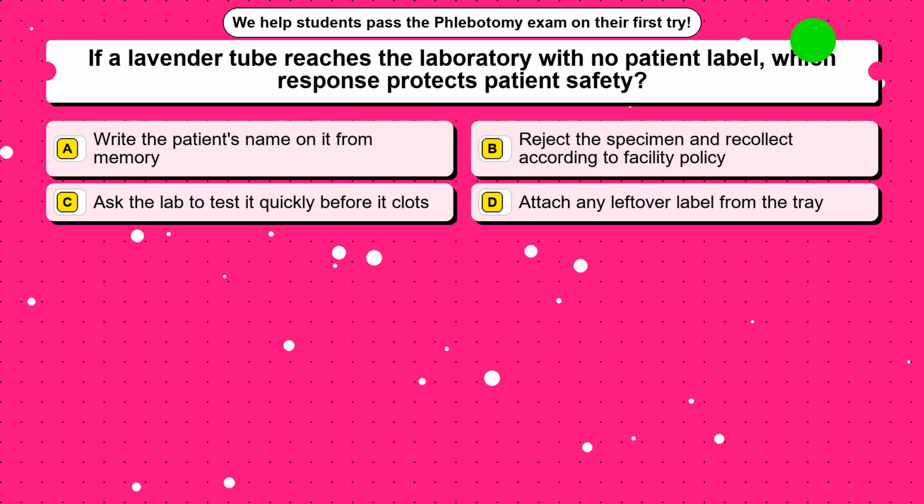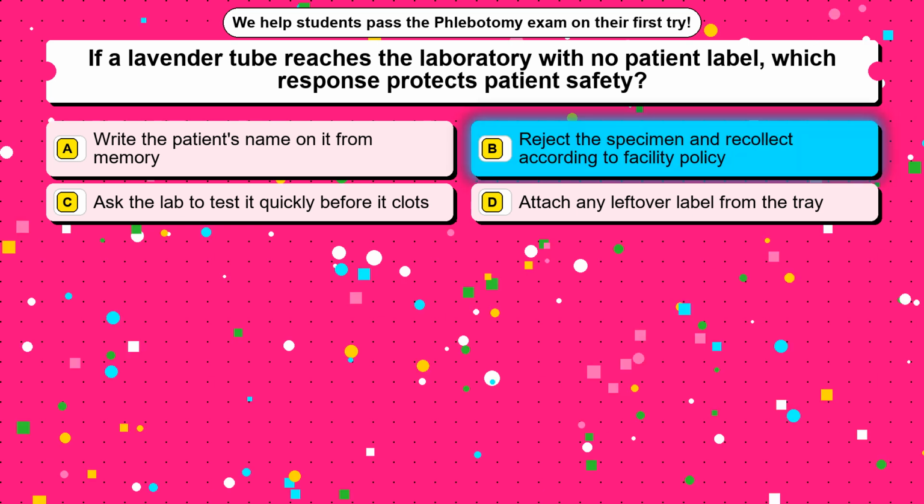Question 6. If a lavender tube reaches the laboratory with no patient label, which response protects patient safety? Option A. Write the patient's name on it from memory. Option B. Reject the specimen and recollect according to facility policy. Option C. Ask the lab to test it quickly before it clots. Option D. Attach any leftover label from the tray.